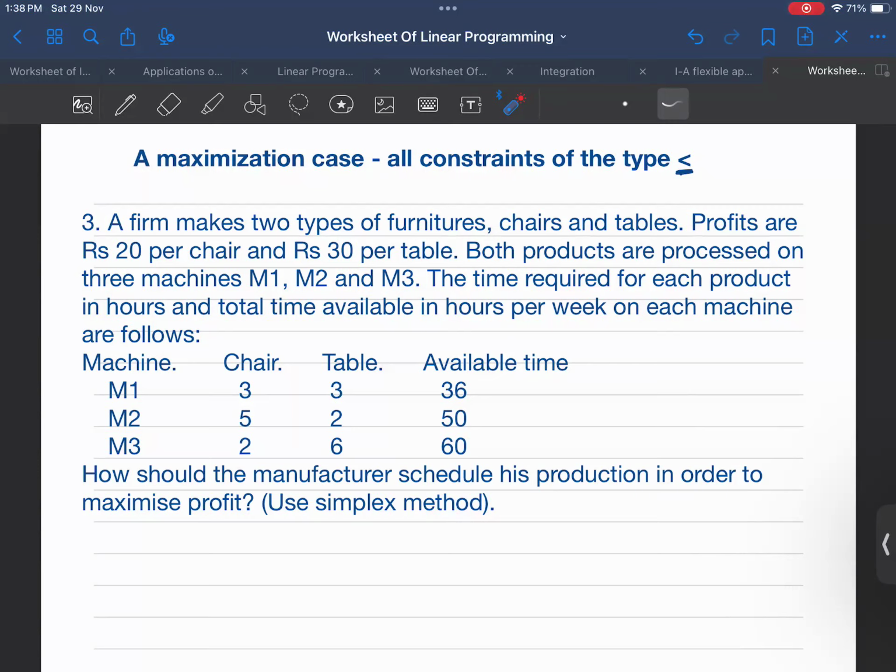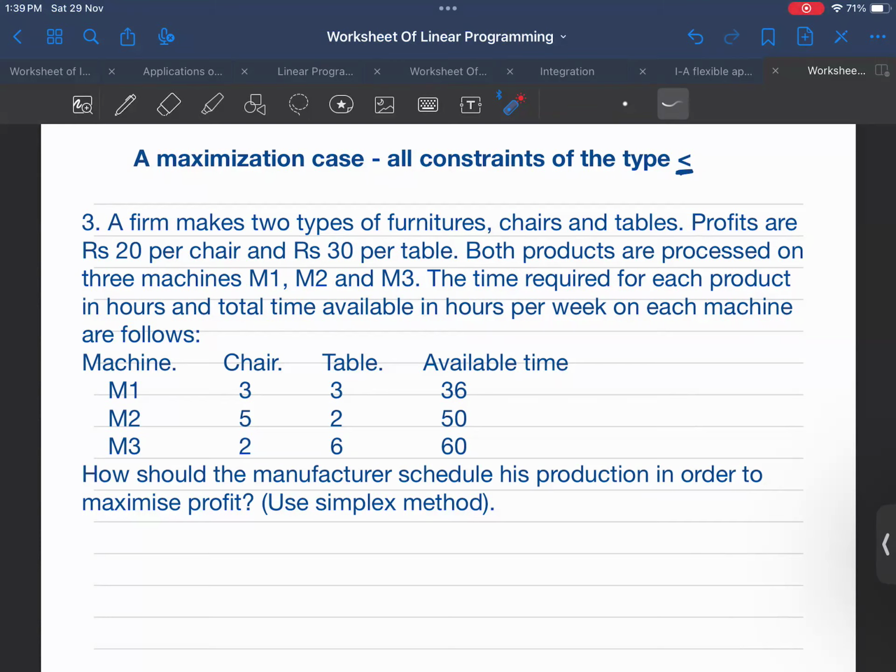And then a little bit different perspectives, like if there are tiebreakers, how we will solve for unbounded solutions, and how we will solve for multiple optimal solutions. We will also do those examples. So as of now, let's start with the maximization case. Okay, let's start with one of the questions.